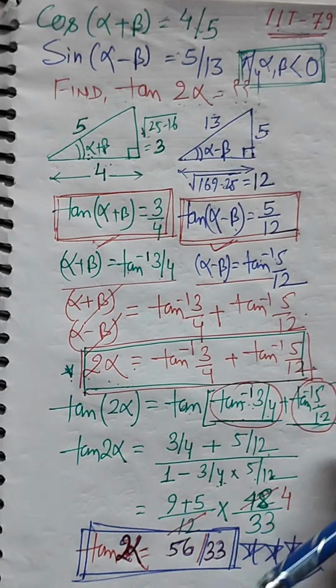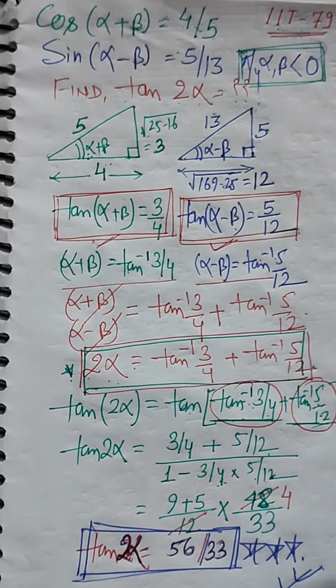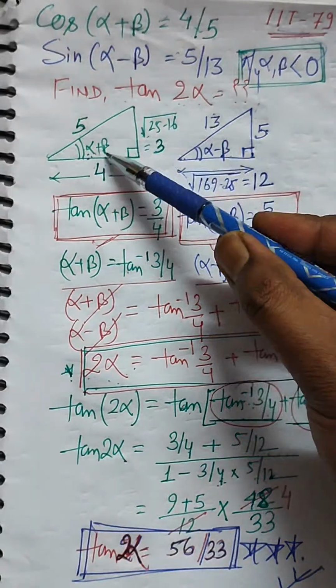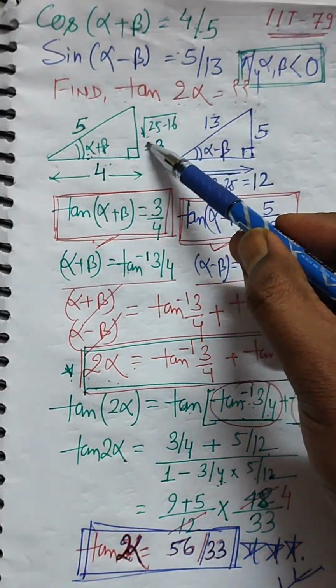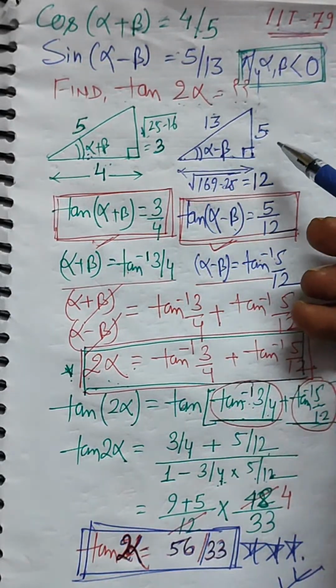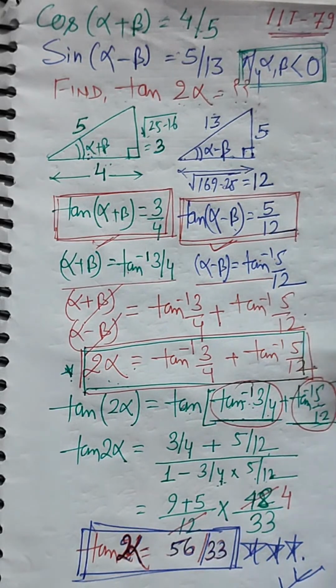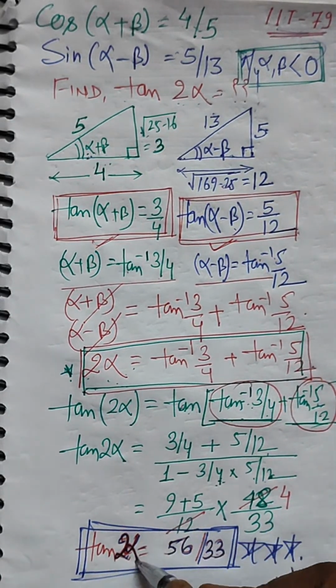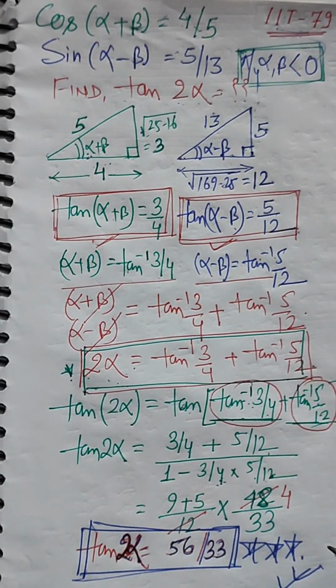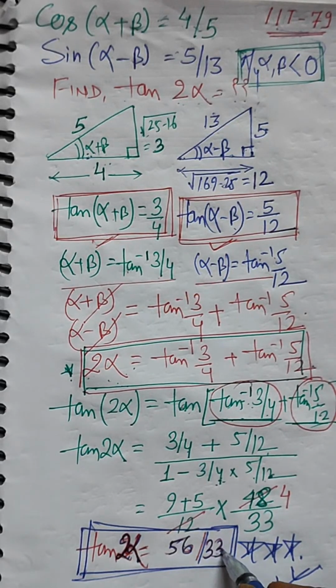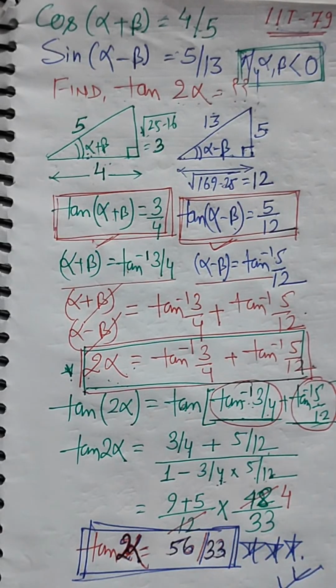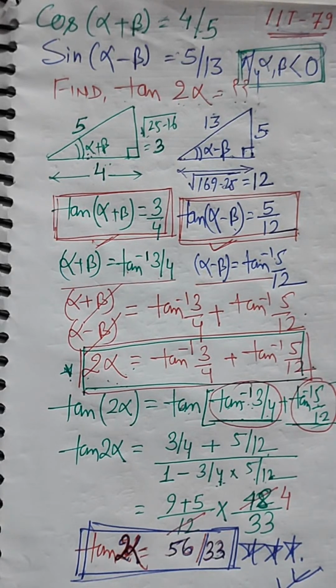Here we need to note that each one of the angles alpha plus beta and alpha minus beta, that means these two angles, and 2 alpha is positive, right? And it's acute. Why? Because you can see the value 56 by 33, right? That's why it's acute, less than infinity and greater than 1, right? So finally this question is solved, right?